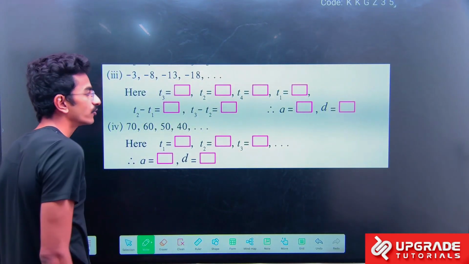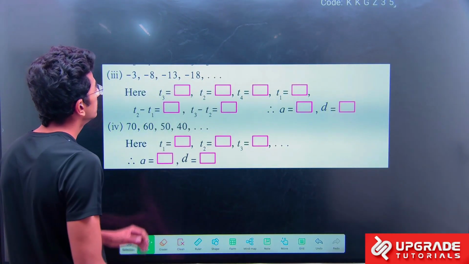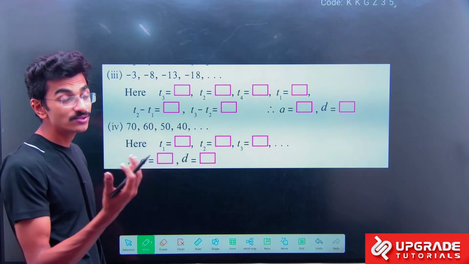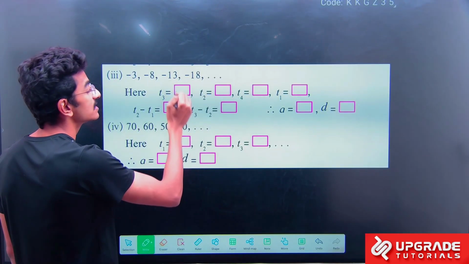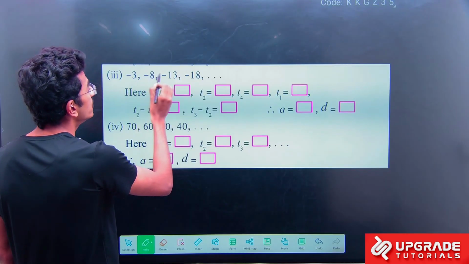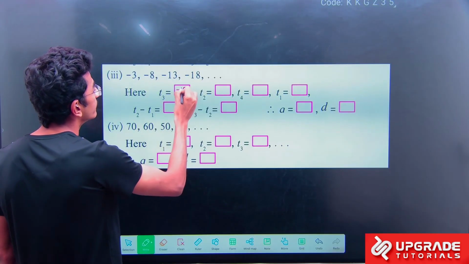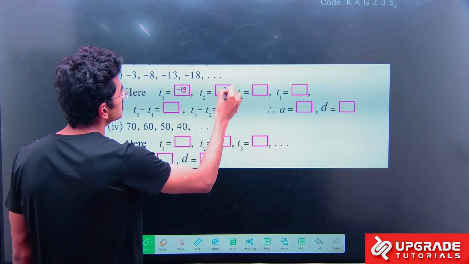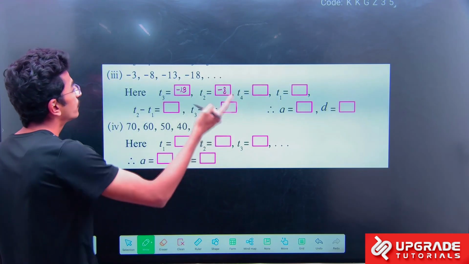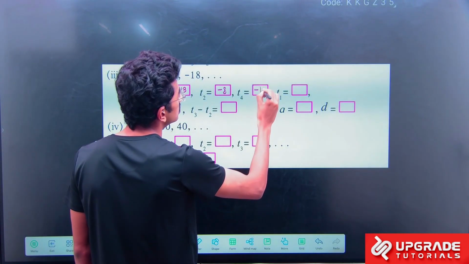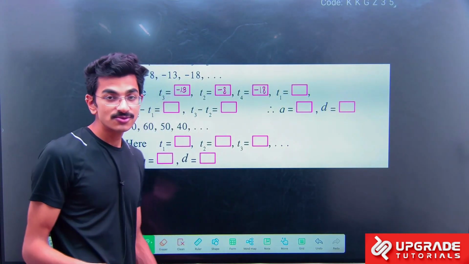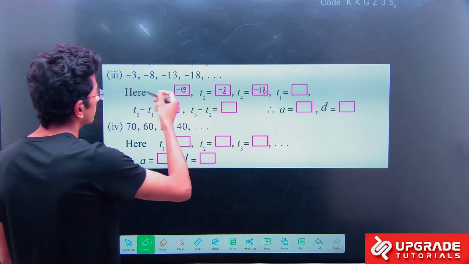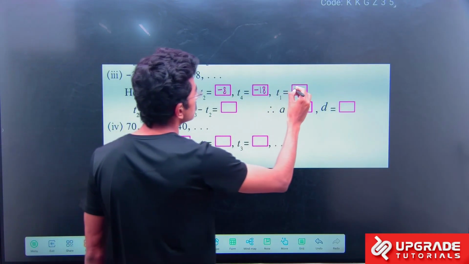Similarly, the third and fourth questions become here. Directly, the value of T3 is being asked. People get confused and write the value of T1 here, but it is asking for T3. T3 is minus 13. What is T2 then? T2 is minus 8. T4 is minus 18. Just for confusion of the student, the boxes are given, the terms are asked front and back like that. T1 is minus 3.